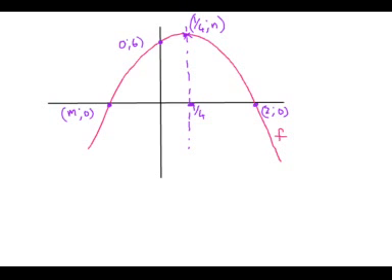Alright, and then they also tell us there's the y-intercept at (0, 6), and there's a point (k, 6), which also lie on the curve of f. First question: determine the value of k. So what do you think we should do there, first of all, to determine the value of k?